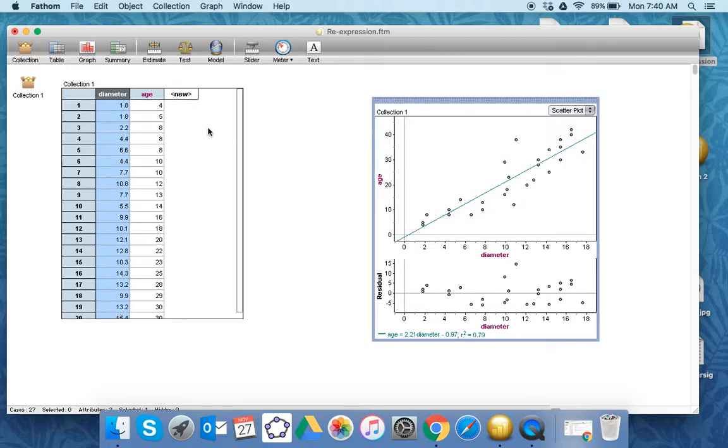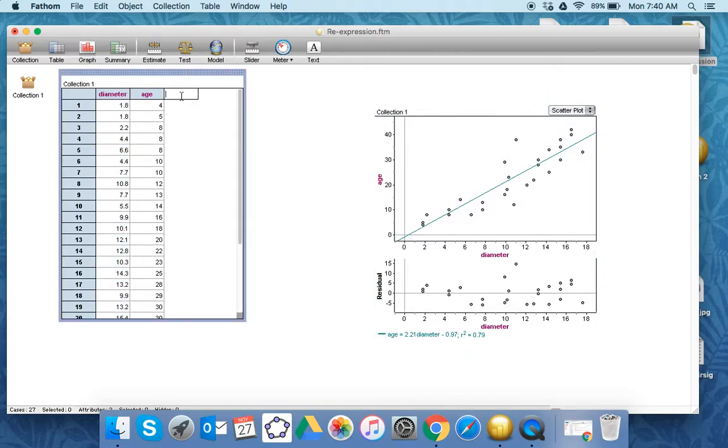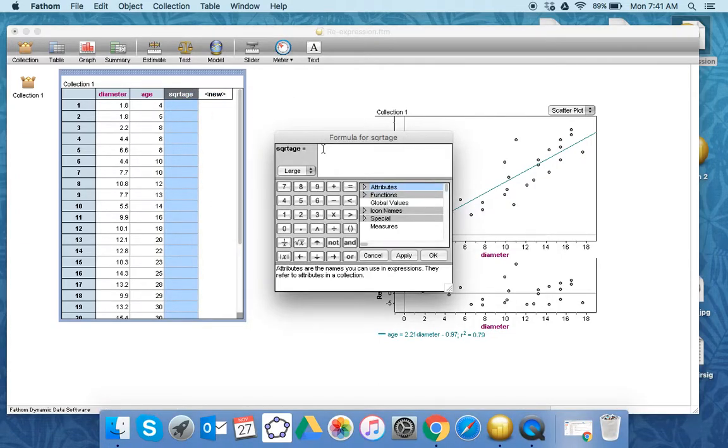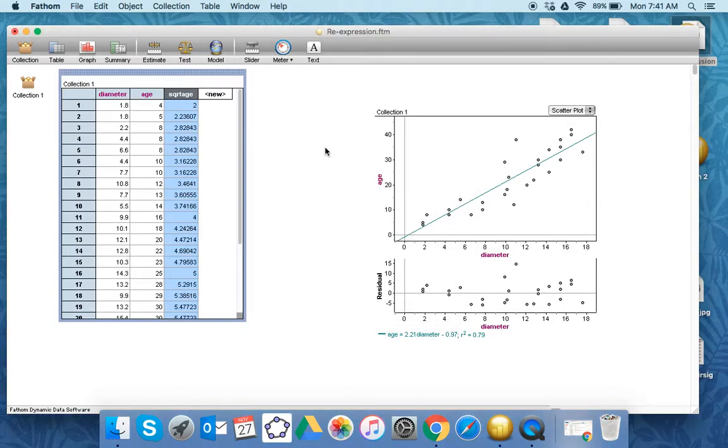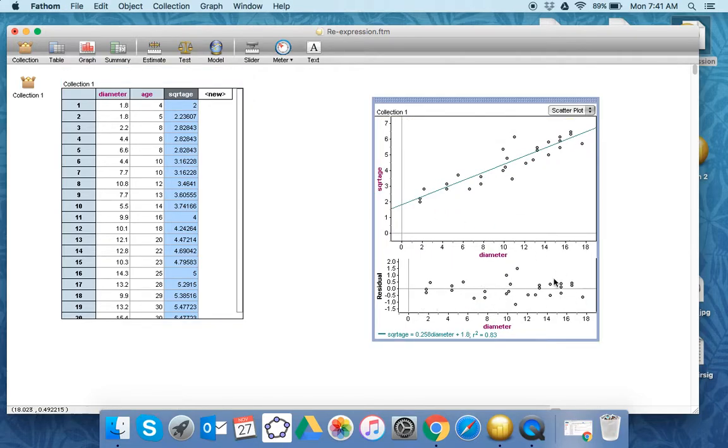So I might try something like, if you think about it, really it might not be so much the diameter as the cross-sectional area of the tree. So I'm going to try to take the square root of age. And I'm going to edit that formula, and I'm going to do square root of age and see what happens if I do that. Now I get a much better relationship.